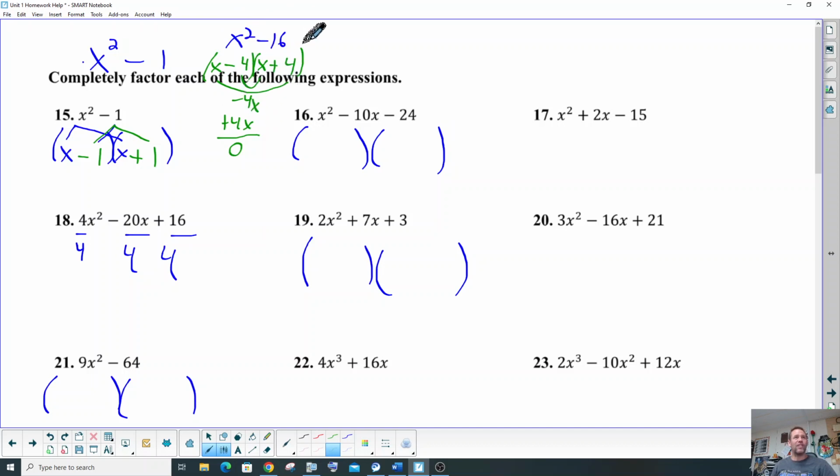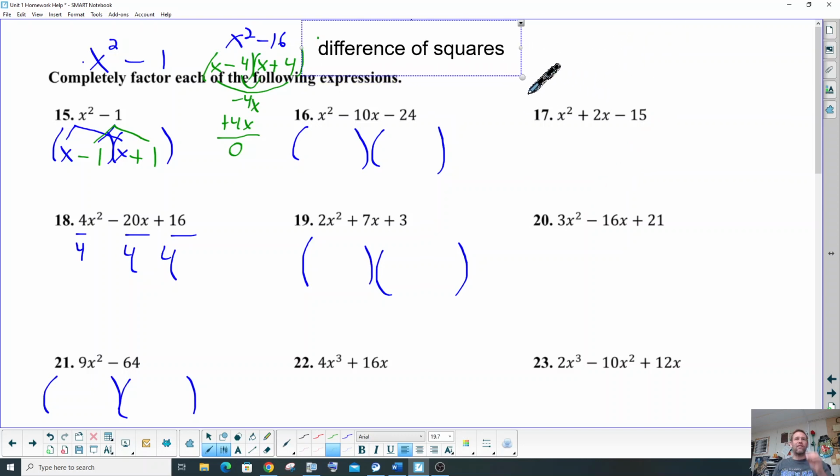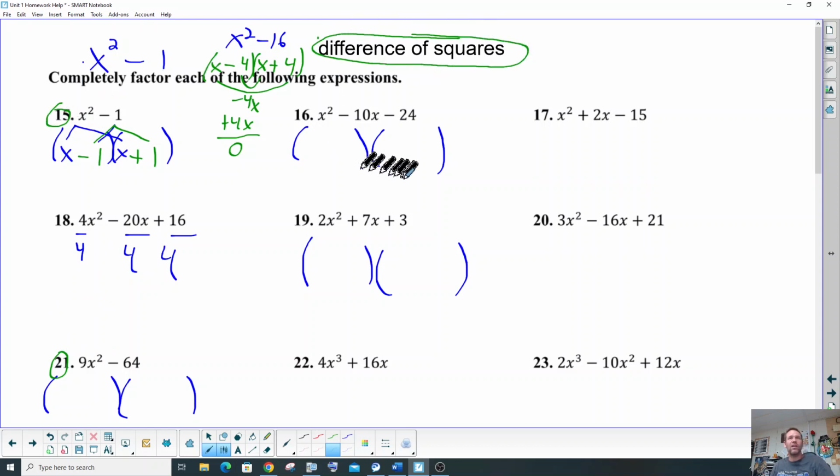So what is it called? It's called a difference of squares. Yeah, difference of squares. So keep on practicing your difference of squares. Number 21 is also a difference of squares. What does 9 factor down into? 3 and 3. What about 64? 8 and 8. We've got x squared, x and x. So those ones are called a difference of squares.